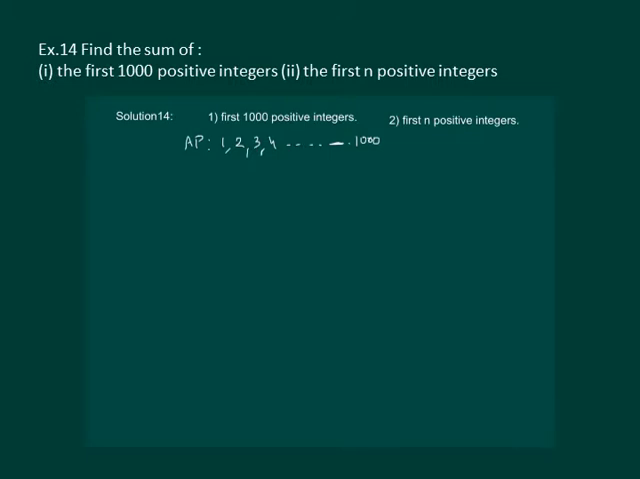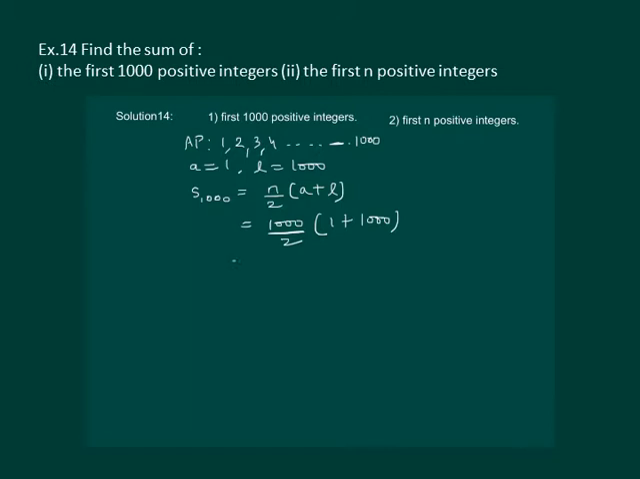So here we have first term as 1. Although we can use the normal formula where d is also used, instead we can use the other form of the same formula where the last term is known to us, which is 1000. Then sum of 1000 terms will be n by 2 into a plus l, that is 1000 by 2 into 1 plus 1000.